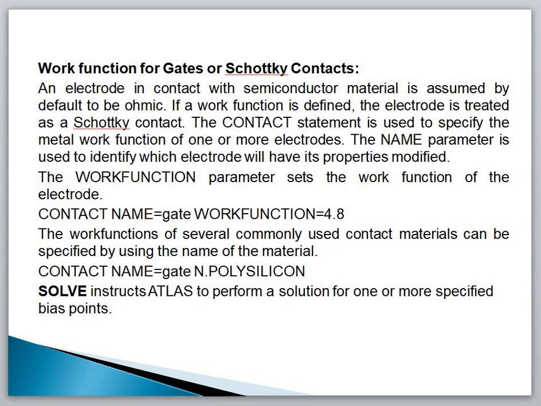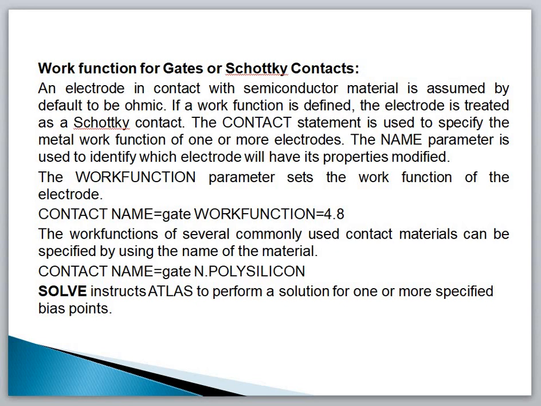The contact statement is used to specify the metal work function of one or more electrodes. The name parameter is used to identify which electrode will have its properties modified. The work function parameter sets the work function of the electrode. Contact name gate, work function 4.8. The work function of several commonly used contact materials can be specified by using the name of the material.